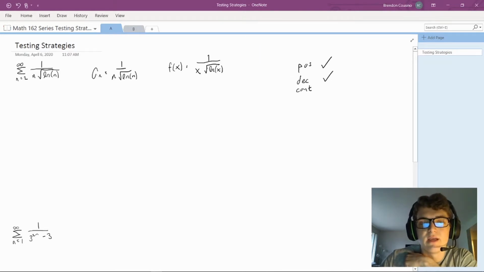And we know that, okay, so we want to check to see that we're continuous on the interval, right? So we know that x cannot be equal to 0, but our n is ranging from 2 to infinity, so we don't have to worry about that. And then, yeah, same thing here.